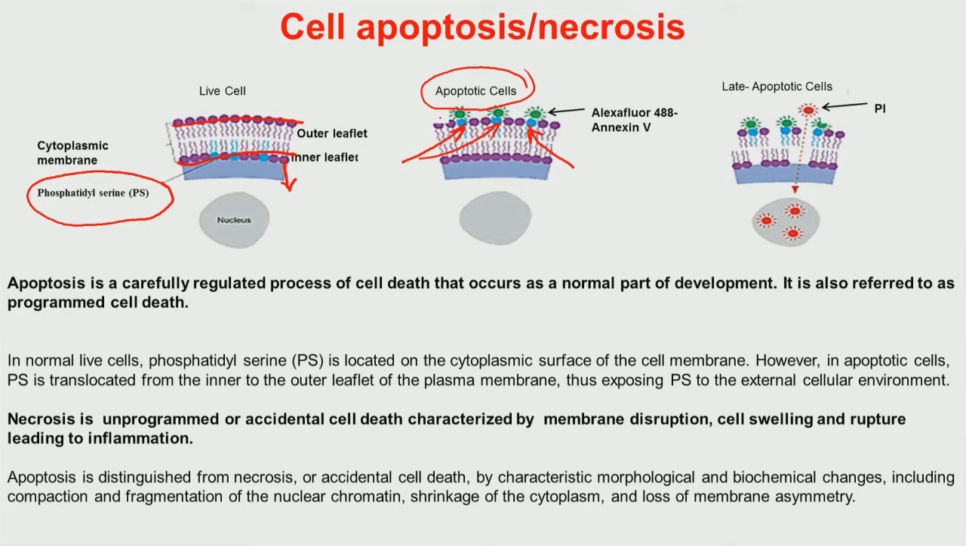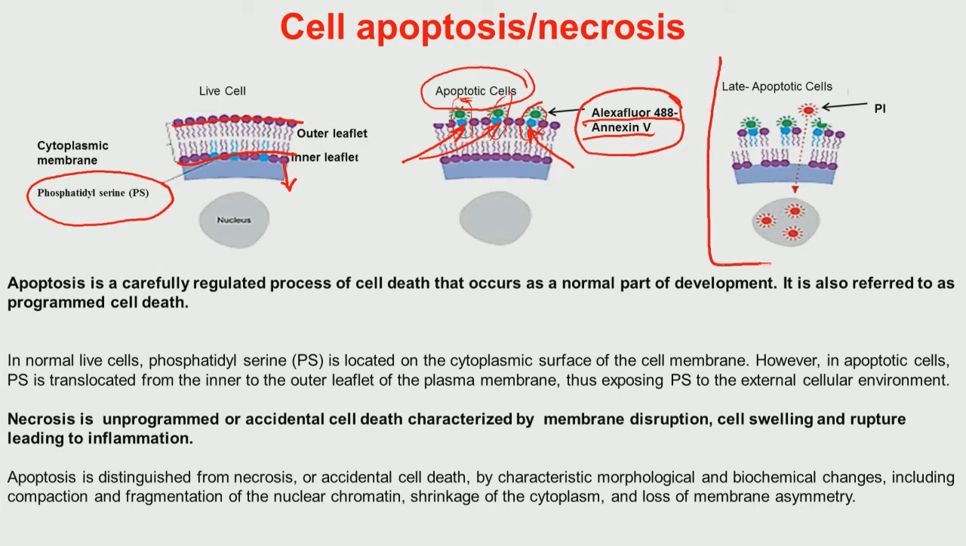Once it is located at the outer cell membrane, certain fluorescent dyes like Alexa Fluor 488 or annexin can be tagged to the phosphatidylserine. This tagging can be quantified by a technique called fluorescence-activated cell sorter analysis, or flow cytometry.